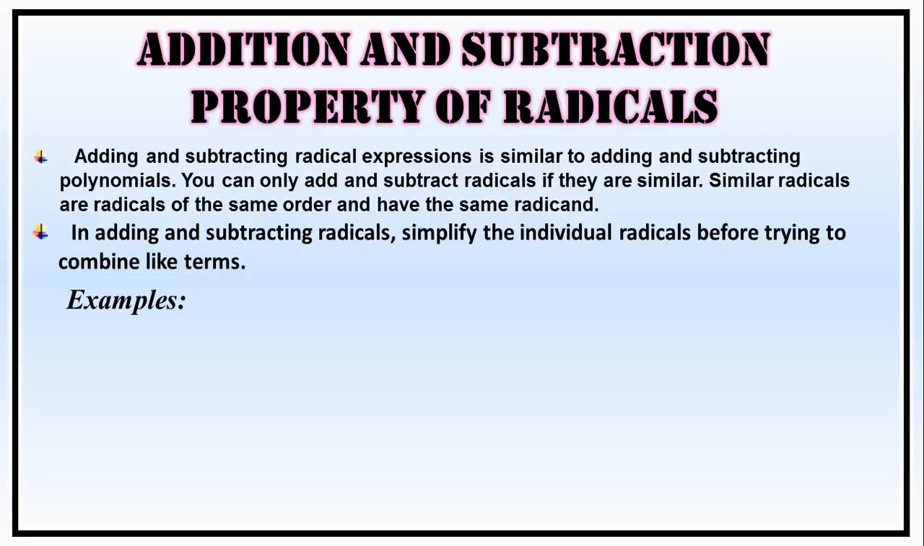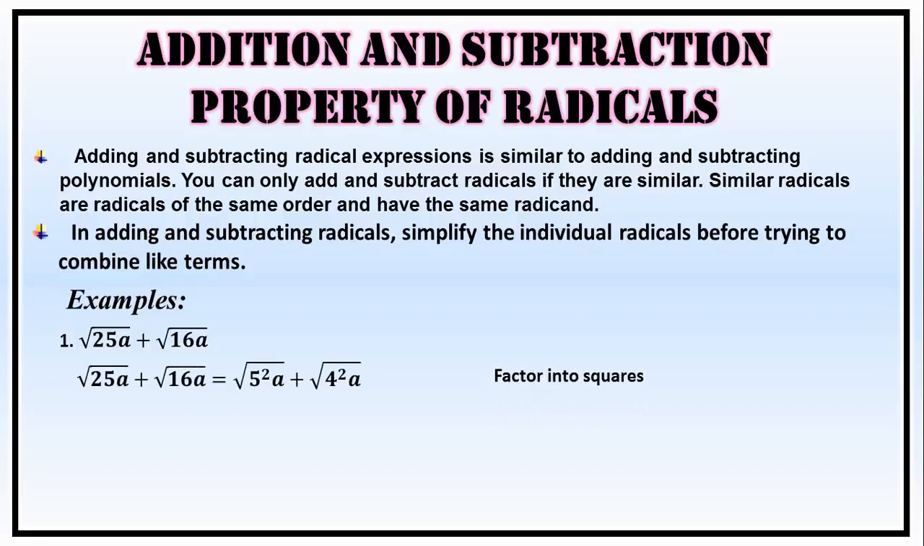Consider these following examples. Example 1. Square root of 25a plus square root of 16a. First, we have to factor it into squares. So it will become the square root of 5 squared a plus the square root of 4 squared a. Then simplify. So it will become 5 square root of a plus 4 square root of a. Since they are already similar radicals, we can add the two. So it will become 9 square root of a. So the square root of 25a plus the square root of 16a is equal to 9 square root of a.